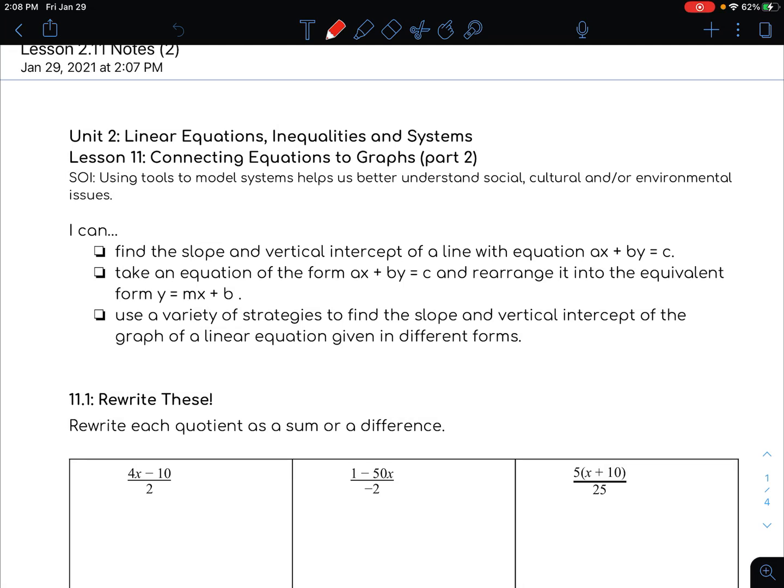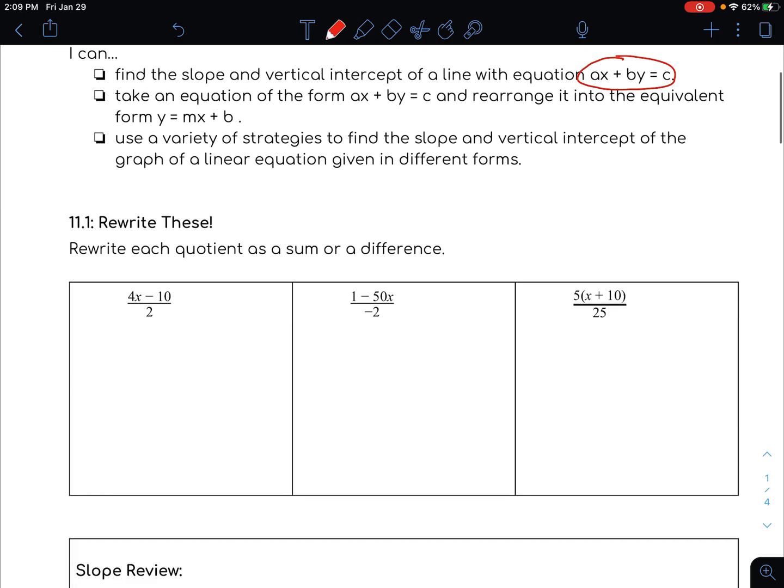Today's work is going to continue to look at that standard form equation in which we have both the x and the y on the same side of the equation, and writing those equations and rearranging them into intercept form and doing a little bit of interpretation with them. And when we are solving equations for y, when we're rearranging into intercept form, sometimes we end up dividing both sides by a number to get y by itself and then needing to simplify.